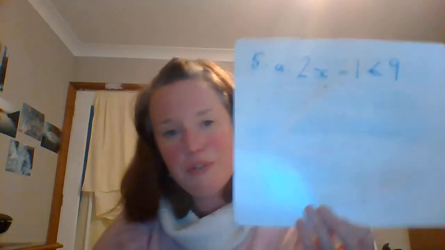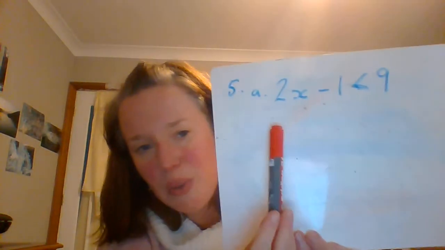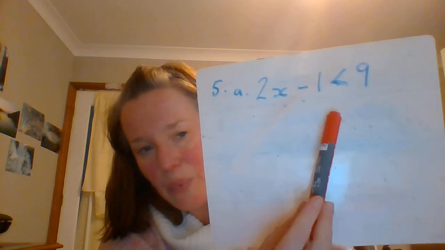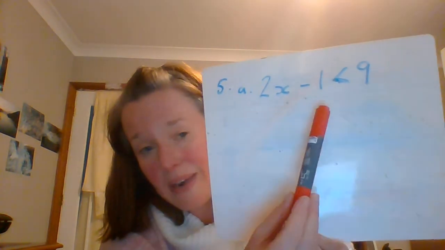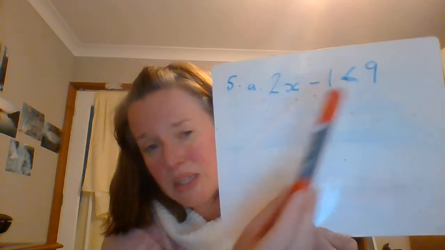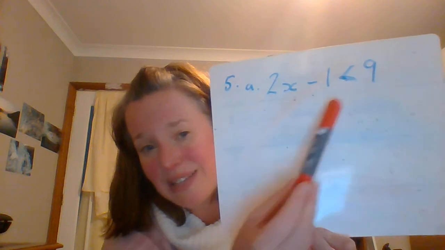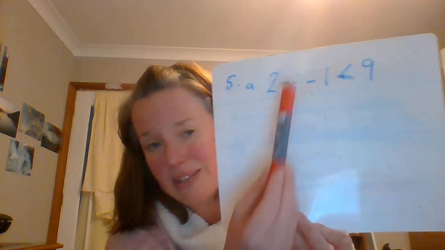Okay, moving on. So similarly, on question 5a, we have 2x take away 1 is smaller than 9. So we're going to try and erase that 1 so that we're left with the x. Okay, we're always going to take away the smaller number. So we have 2x minus 1, well, we have to add 1 in order to erase that out. So we're adding 1 on one side, which means we have to add 1 on the other side.